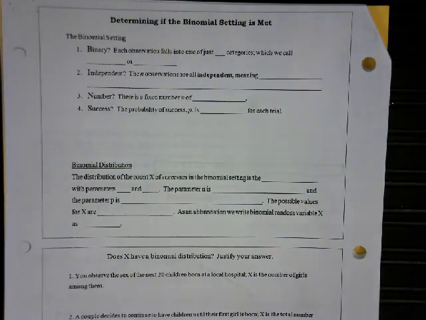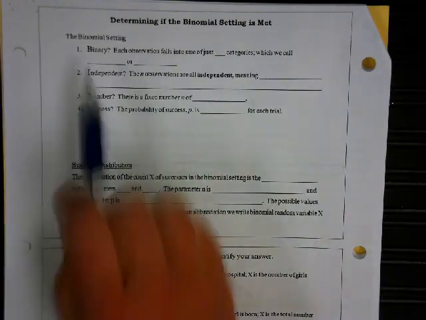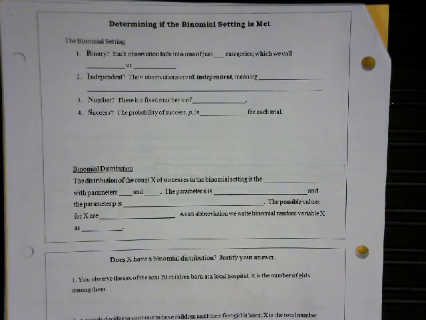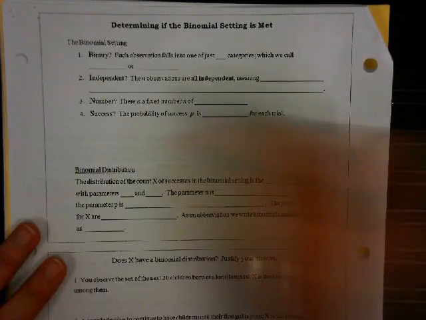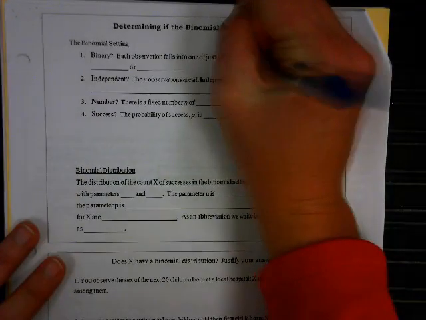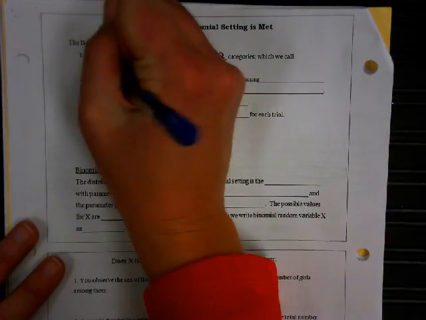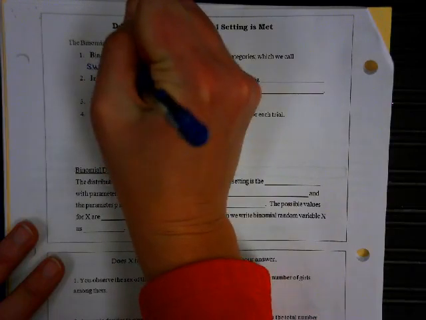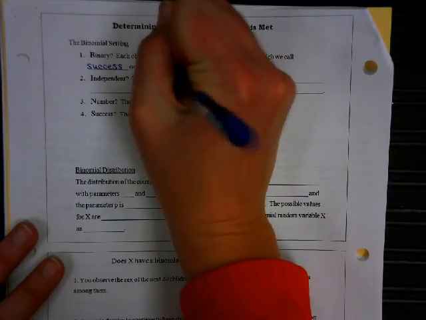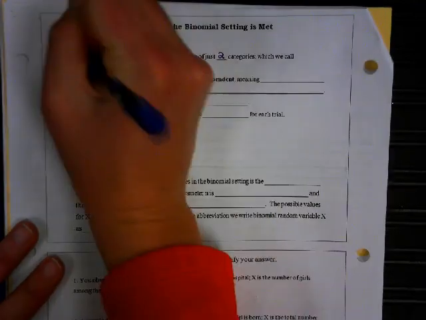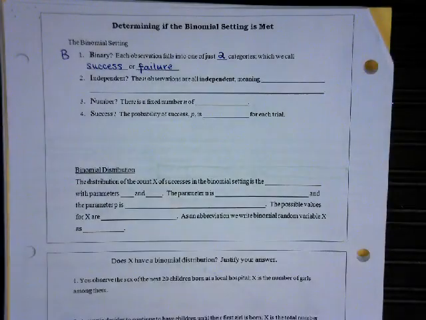The first one, B, binary. Each observation, I guess I should ask first, binary means what? Two, right? Binary code, they work with zeros and ones. There's only two options. So that's what it means here. Each observation falls into one of just two categories. Those two categories are called success and failure. And I made the B bold, but it doesn't really stand out a huge amount on the paper. Not as much as I would have thought it would.